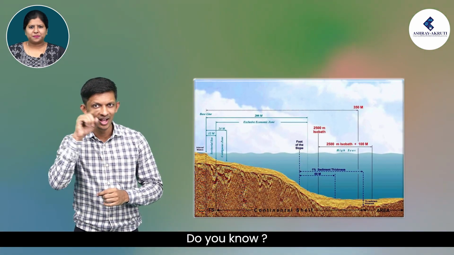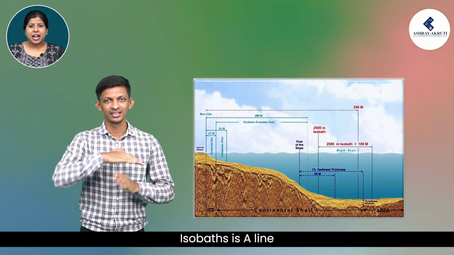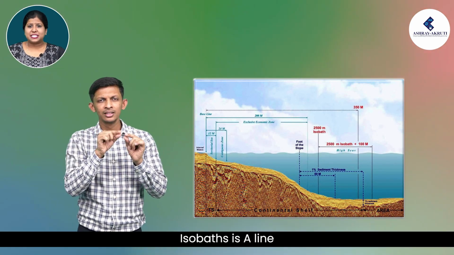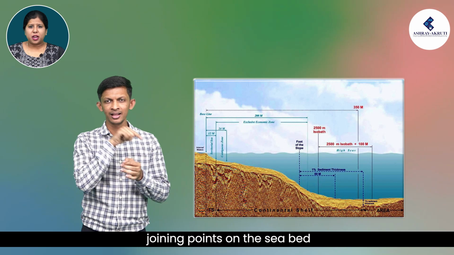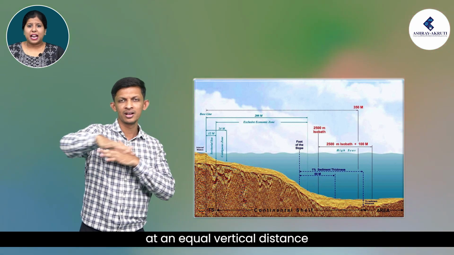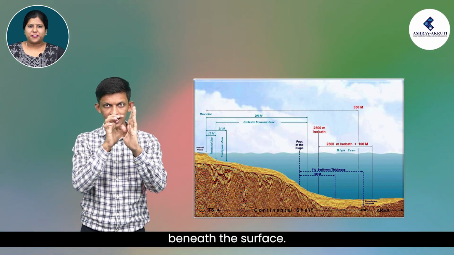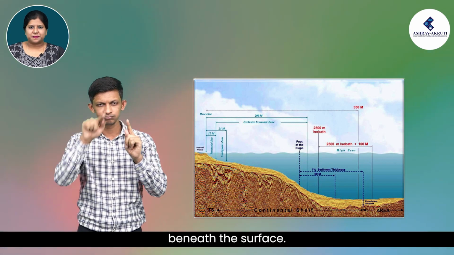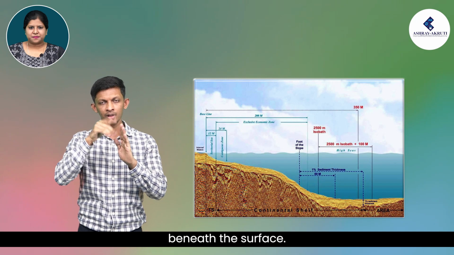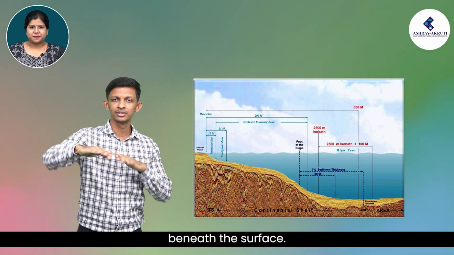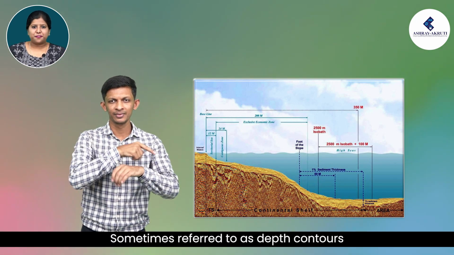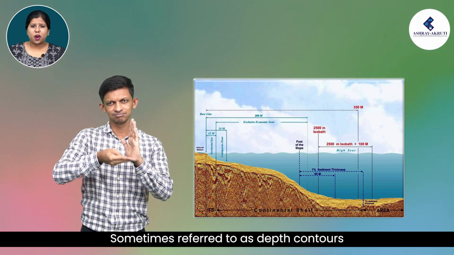Do you know? Isobaths is a line joining points on the seabed at an equal vertical distance beneath the surface. Sometimes referred to as depth contours.